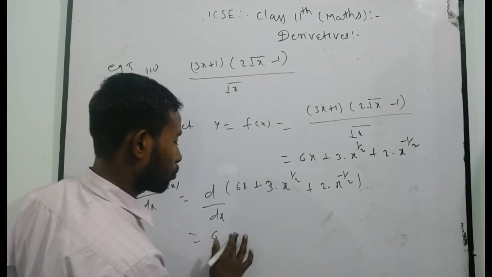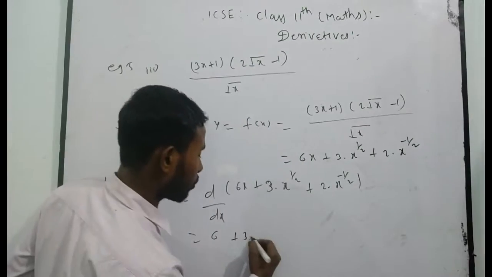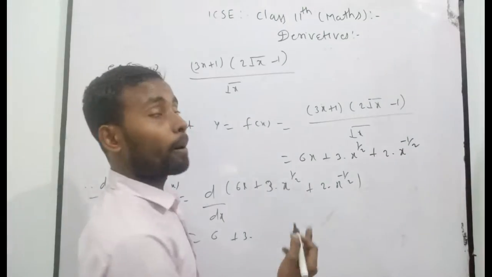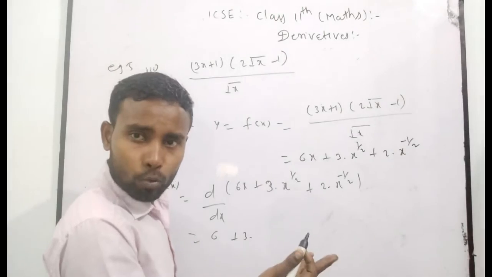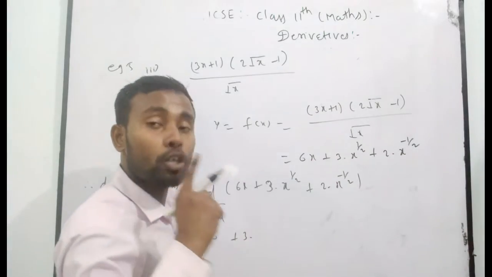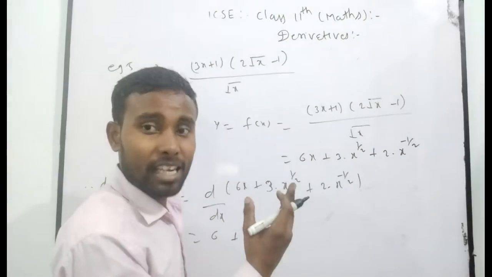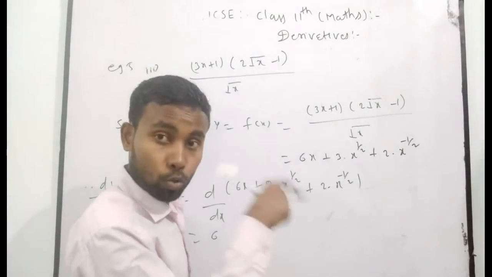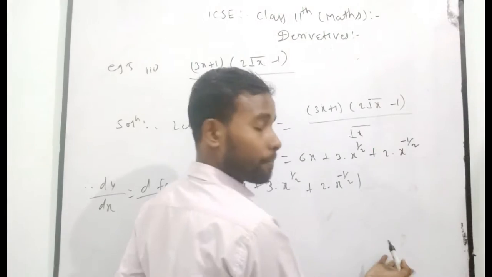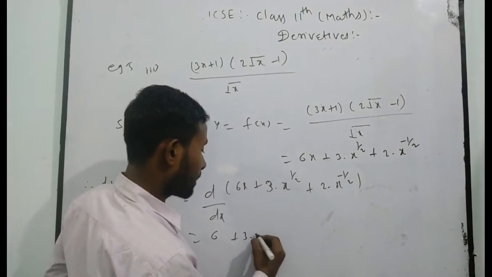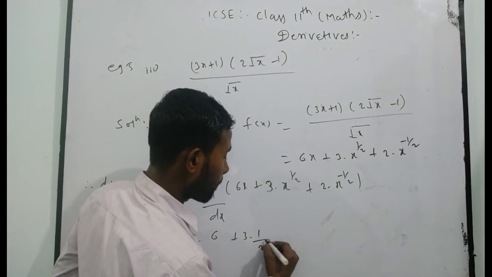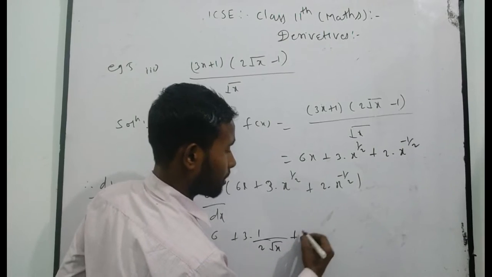So it will be 6 into 1, which will be 6, plus 3 into derivative of x to the power 1 upon 2. Sorry, x to the power 1 upon 2 means that it is root x. Derivative of root x will be 1 upon 2 root x, about which I have already explained here. So it will be 3 times 1 upon 2 divided by root x, plus 2 times.